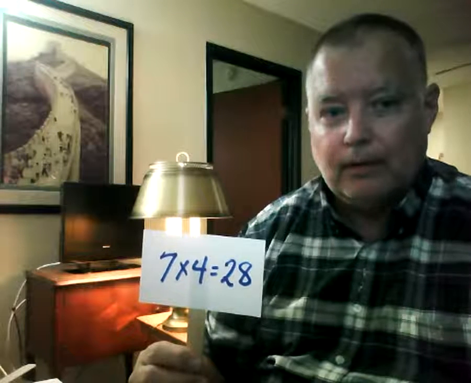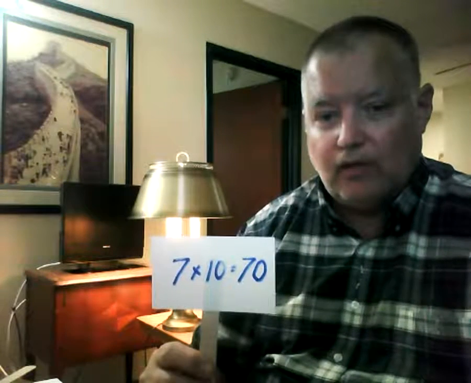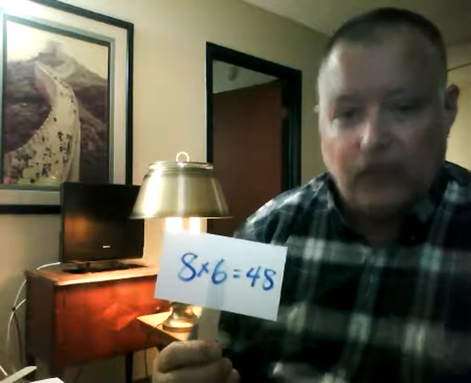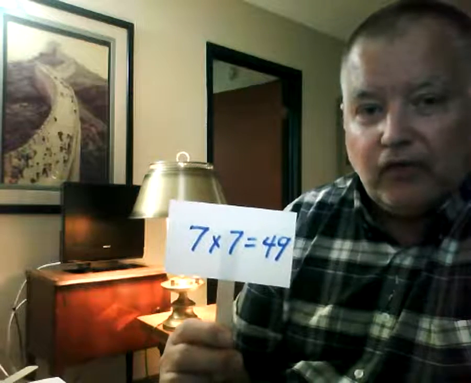I've had 2 drop off. You're the only one that's on there now. I'll quit after this last pile, probably. 7 times 4 is 28. 7 times 10 is 70. 9 times 3 is 27. 9 times 10 is 90. 5 times 2 is 10. 8 times 6 is 48. 7 times 7 is 49.